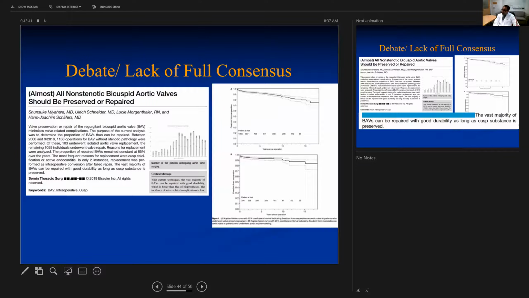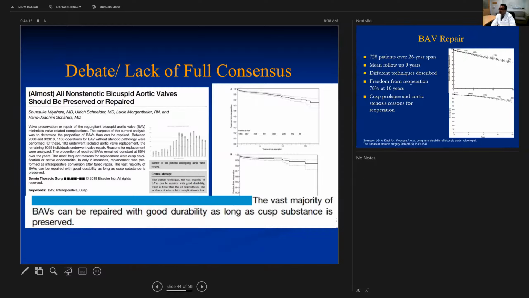If you look at this in the same debate, Dr. Schaefers, who's from Germany and has pioneered a lot of these repair techniques, felt almost the exact opposite. So these two pioneers in the root surgery field have very differing opinions about how to approach incompetent or insufficient bicuspid aortic valves. His opinion was that we should repair these. Most of these should be approached for repair, and you can achieve good outcomes. So I just want you to know that this is not the end-all be-all. This is a field in flux, rapidly evolving, and hopefully there's more to say.